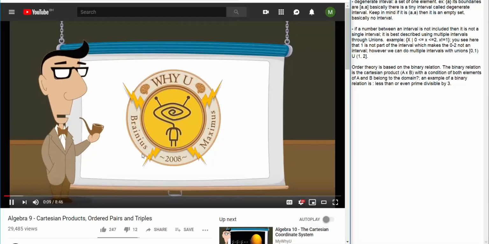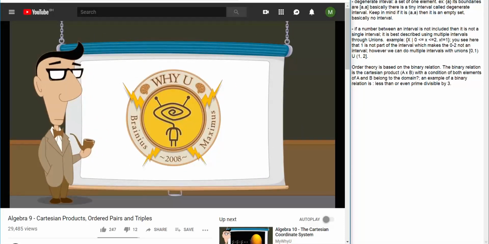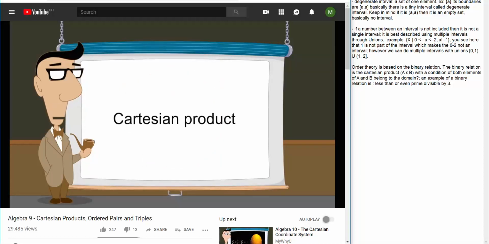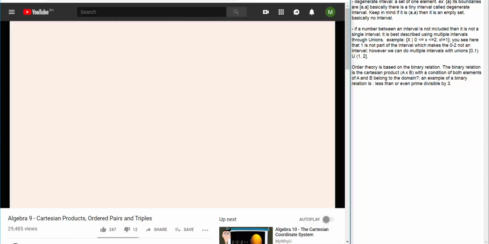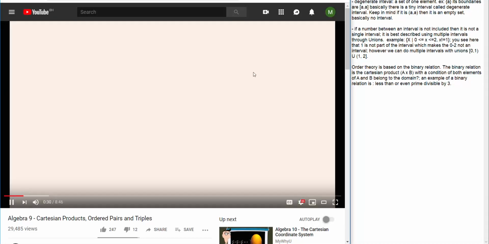In this lecture, we will introduce an important set operation called the Cartesian Product. This operation creates the framework on which the Cartesian coordinate system is based, allowing us to visualize mathematical relationships in 2 or more dimensions.